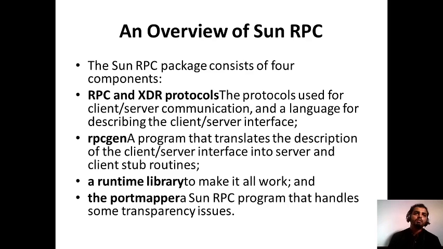Now coming forward, an overview of Sun RPC. An overview of what actually Sun RPC is. The Sun RPC package consists of 4 components. The first one is the RPC and XDR protocol. The second one is RPCGen, the third one is the runtime library, and the fourth one is the port mapper. I'll tell you what all this is about in the coming sessions.